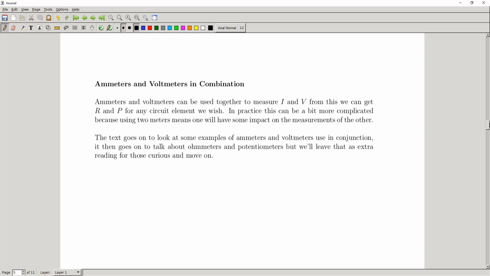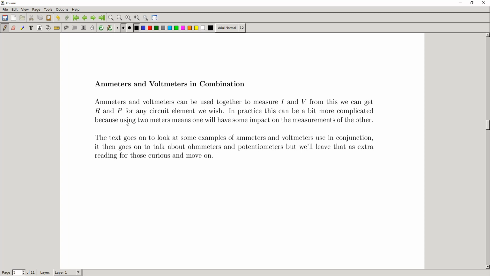Additionally, we've only really talked about measuring I and V, right? We've talked about measuring current and potential difference. But from I and V, using V = IR or our expression for power, P = IV, we can get at R and P quite easily, right? We can just mix and match these two measurements and find R and P quite easily.